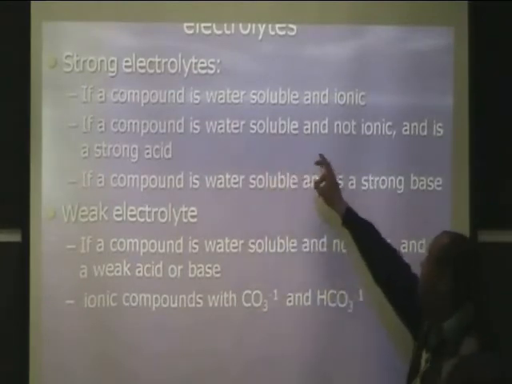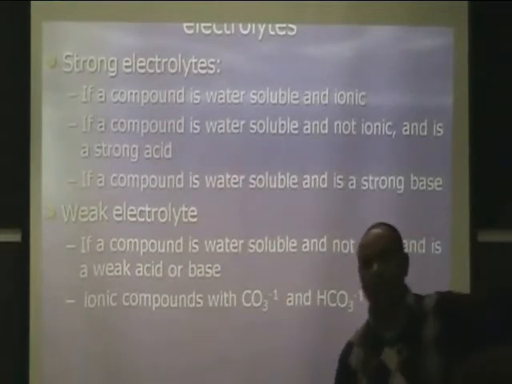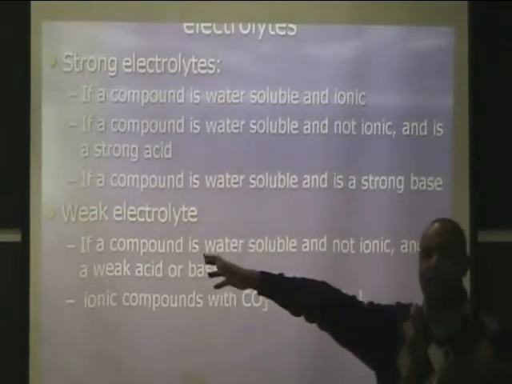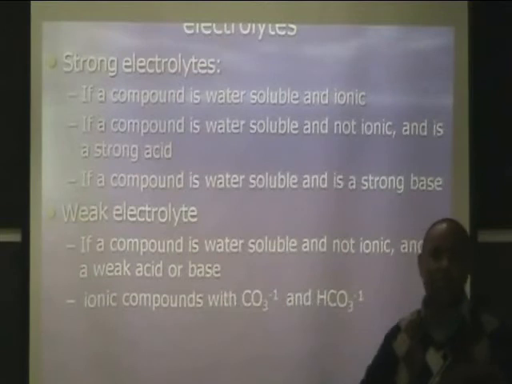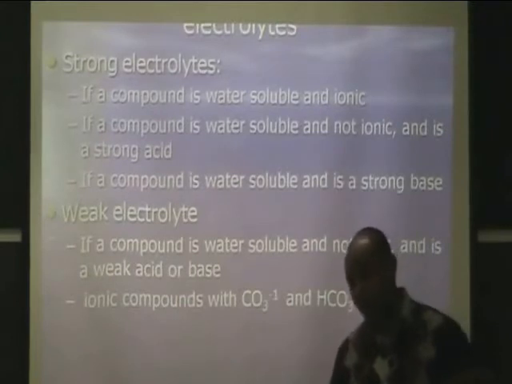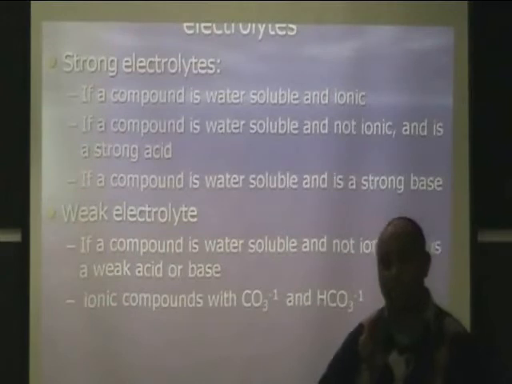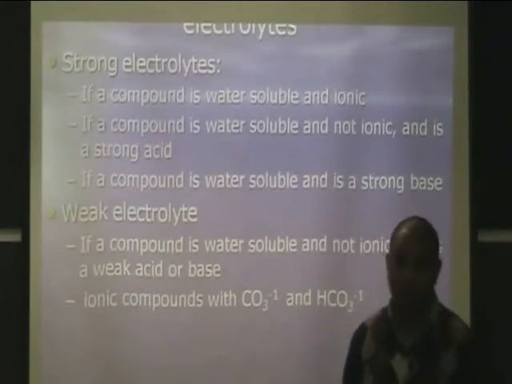Nitric acid, HNO3. There's no metal there. Hydrogen is on one side, the nitrate ion is on the other side. Nitrogen is not a metal. Oxygen is not a metal. It's not ionic, but it dissolves in water. In fact, it is a strong electrolyte because there is complete dissociation into ions.